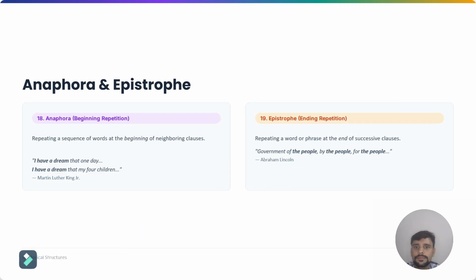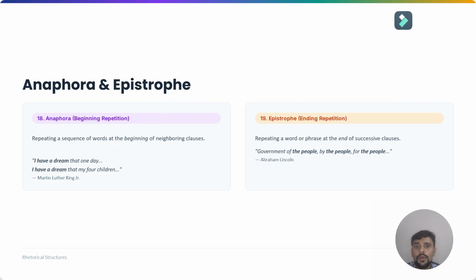Anaphora. Anaphora means repeating a word or phrase at the beginning of successive clauses or sentences. One famous example is Martin Luther King Jr. repeated, "I have a dream." The repetition creates rhythm, but more importantly, it creates emphasis. Every time the phrase returns, the audience knows another important idea is coming.